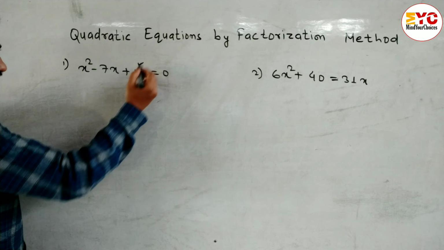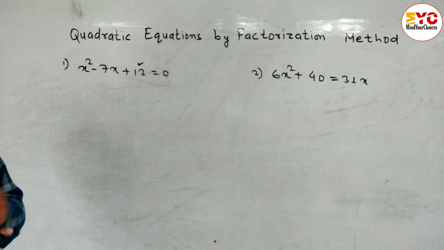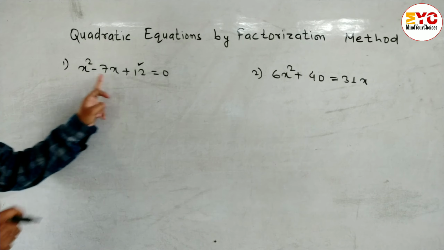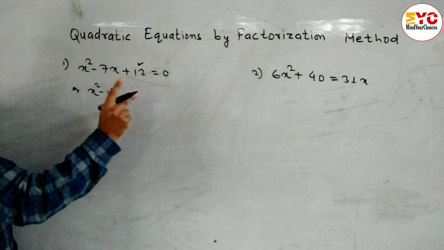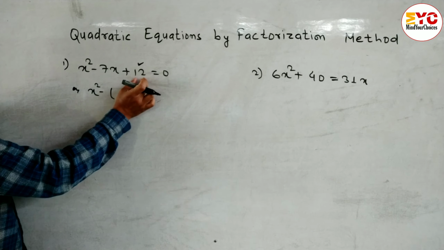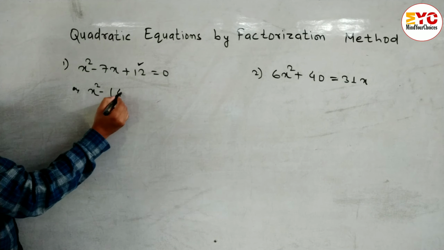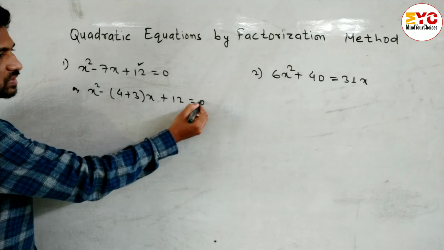So you can see here is 12. While multiplying we get 12, while adding we get 7. We have to find the numbers whose multiplication is 12 and addition is 7. So we can write x square minus, the numbers are 4 and 3. When you multiply 4 and 3, we get 12: 4 into 3 is 12, and 4 plus 3 is 7. So we can write x square minus (4 plus 3)x plus 12 is equal to 0.